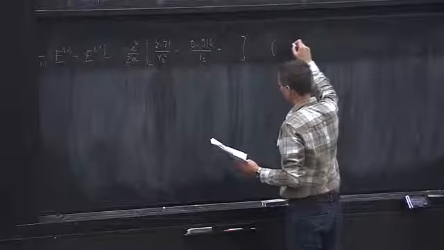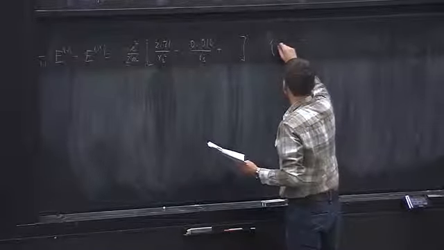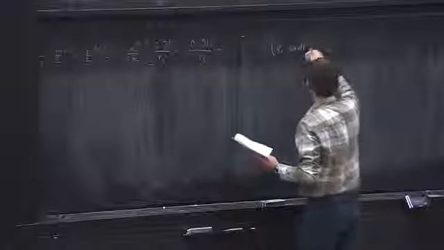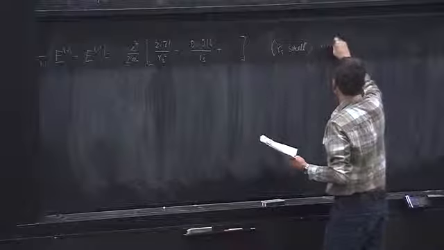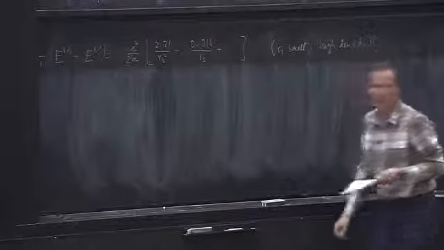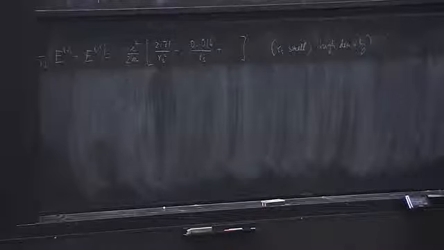And let me just note here that this is rs small, high density. So this expansion is valid in the limit of high density. Okay, any questions about this calculation?